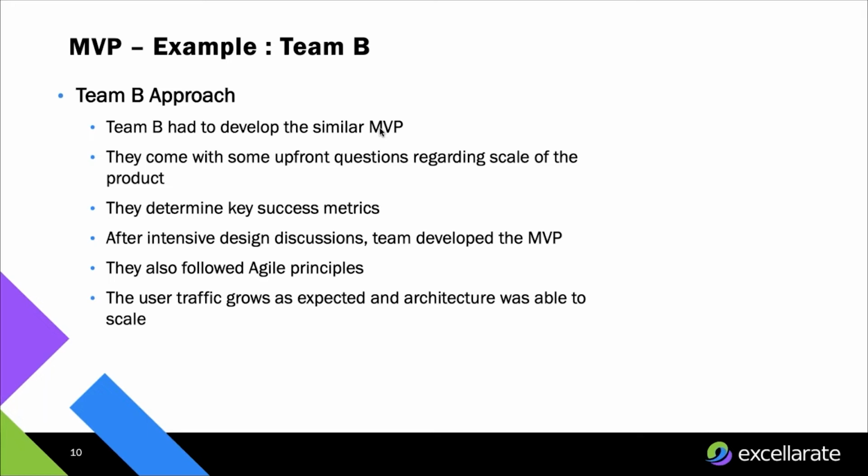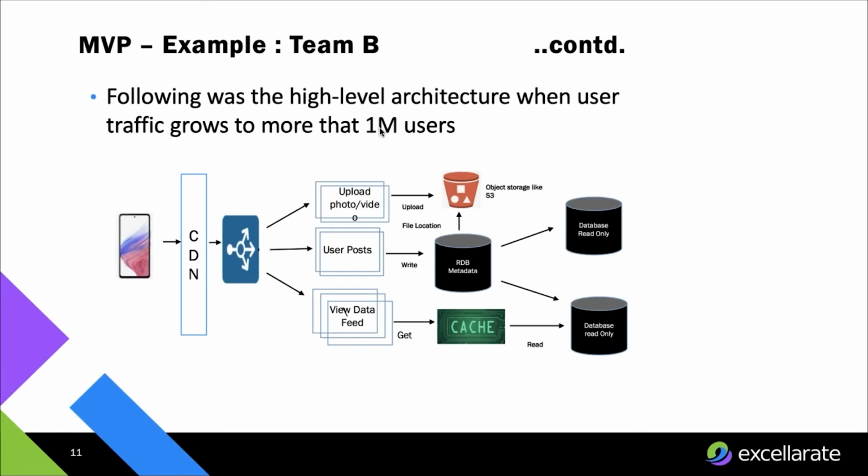So some of the key metrics that they determined gave them confidence that if we are able to satisfy and track these metrics, we'll be able to basically scale it and proactively work in making this application successful. So after initial intensive design discussions, the team developed the MVP. They also followed agile principles. The user traffic grew as expected, but the architecture was able to scale. So this is a snapshot of the architecture, right? At a high level, that helps here.